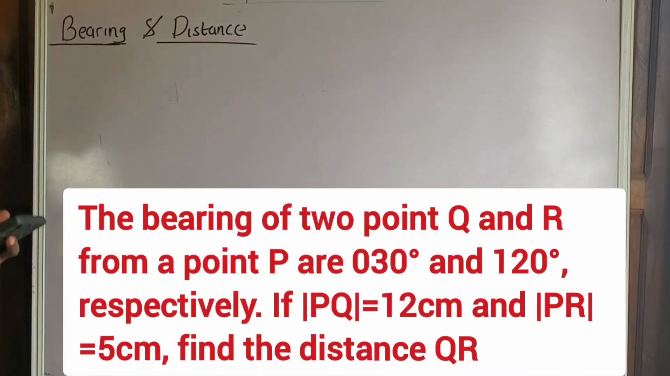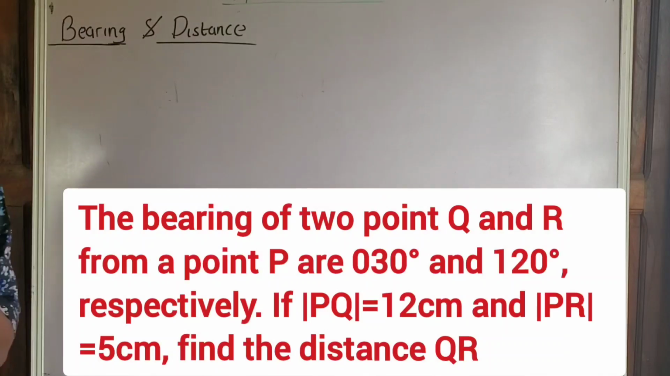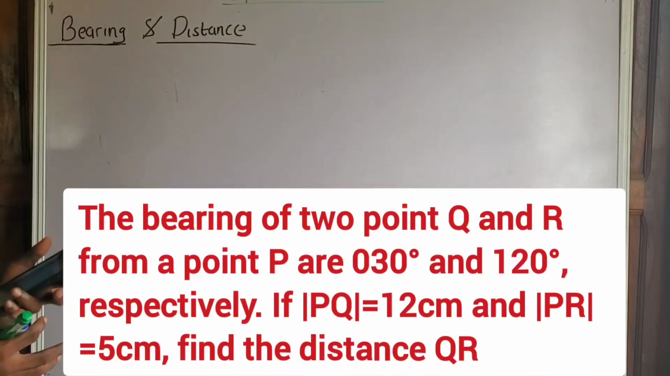Let's proceed to the next question. The bearings of two points Q and R from a point P are 30 degrees and 120 degrees respectively. If PQ equals 12 centimeters and line PR equals 5 centimeters, find the distance QR. Okay, you see, in bearing, you first have to draw out.